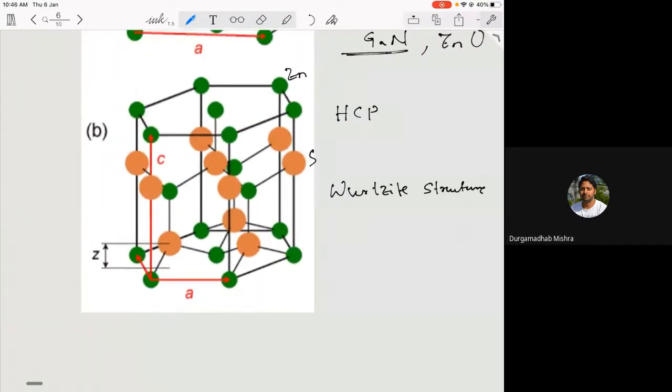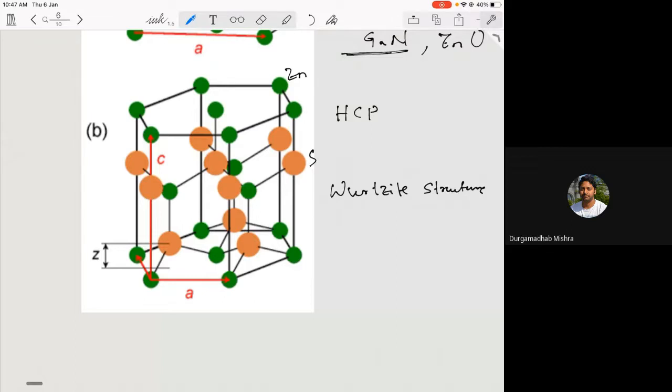Yes, you can call it octahedral voids in the HCP, but octahedral voids can also be found in the FCC lattice as well. So you can have both kinds of voids in the cubic or the HCP lattice. Both types can exist.